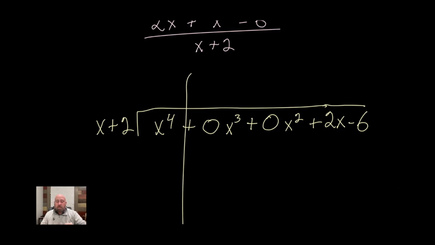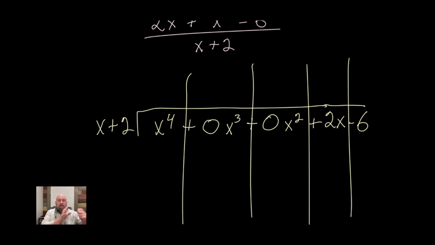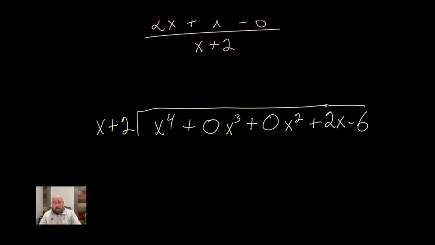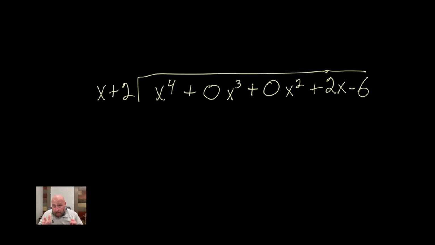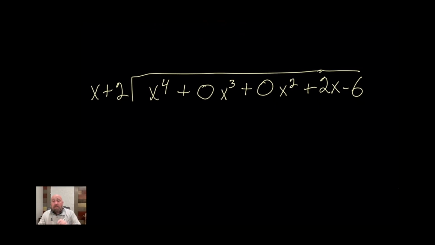So here's our x to the 4th. Here's our x to the 3rd. Here's our x squared. Here's our x. And then at the end is our nothing column. Okay? So let's go ahead, and now we're ready to work this problem. Now that we've got it in the right order, x to the fourth goes first.